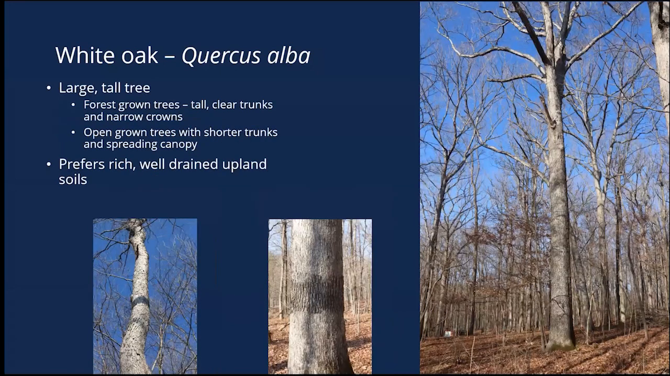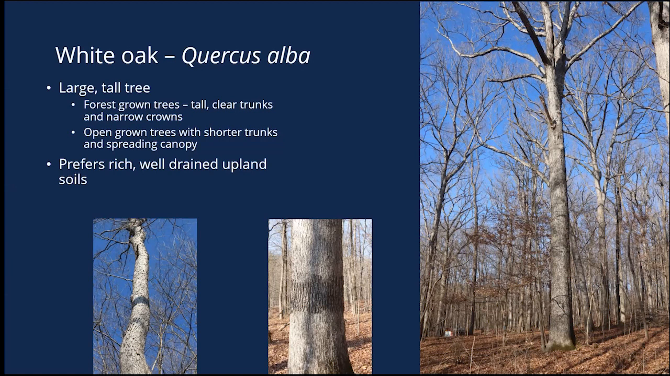These can be very large trees. When they're grown in a forest, they're often tall, clear trunks, which means that it's a long way up till you get to the first limbs, and narrow crowns in a forest grown setting, like the picture on the right there, a beautiful big white oak. They can also grow in more open grown conditions. In that case, they're going to have a more open spreading canopy with shorter trunks, meaning that the side branches are lower down. So it really depends on the conditions they grow in. You see them both ways.